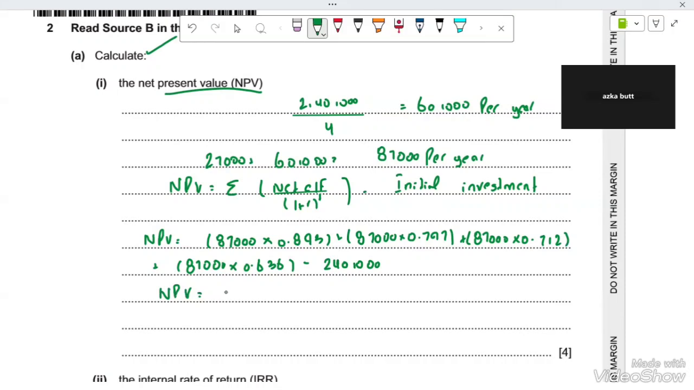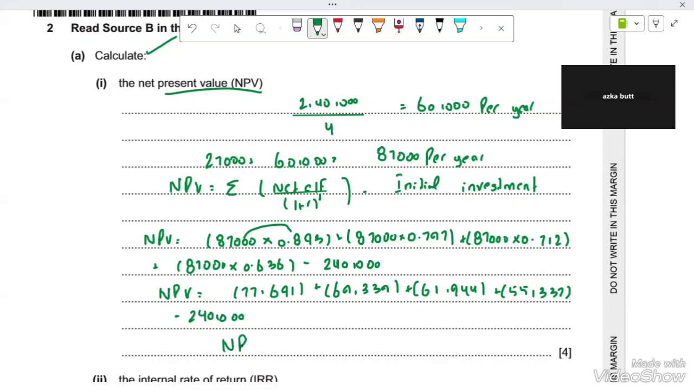So NPV, if you multiply this out, you will get 77,691 plus 69,339 plus 61,944 plus 55,332 minus 240,000. So at last we have the net present value, which should be considered.